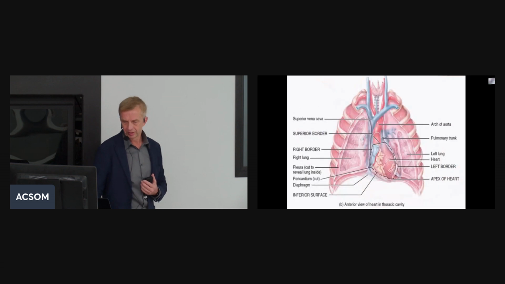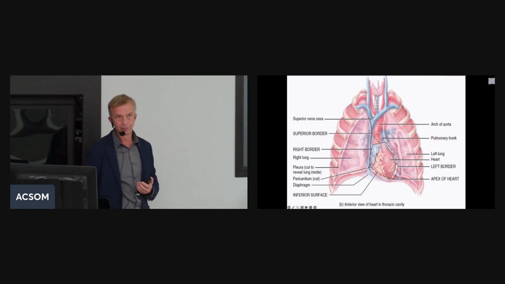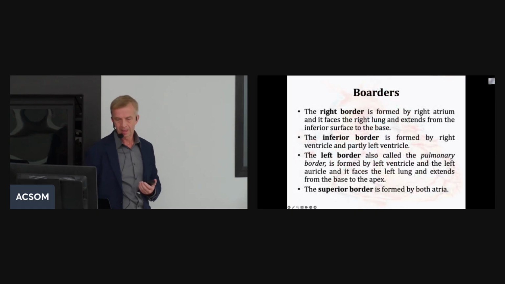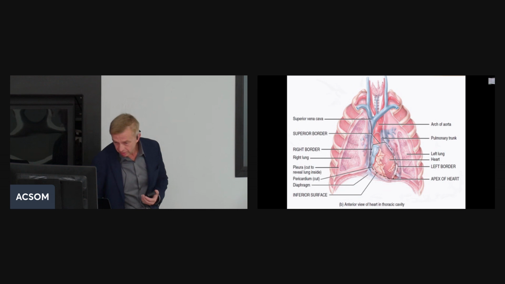So the right border, which is this part, is formed by, what is this structure here? It's the right atrium. So the right border is formed by the right atrium, and it extends from the superior portion down to close to the diaphragm. So this is part of the right atrium.